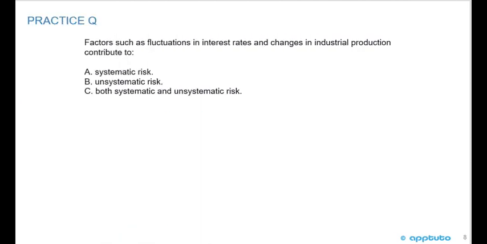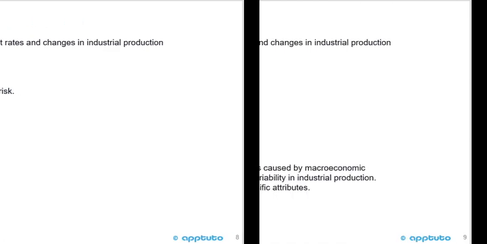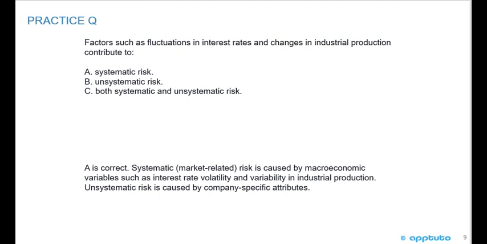So one last quick practice question to finish this LOS. Factors such as fluctuations in interest rates and changes in industrial production contribute to A, systematic risk, B, unsystematic risk, or C, both systematic and unsystematic risk. So the correct answer is A. Systematic market-related risk is caused by macroeconomic variables such as interest rate volatility and variability in industrial production. Unsystematic risk is caused by company or industry-specific attributes.